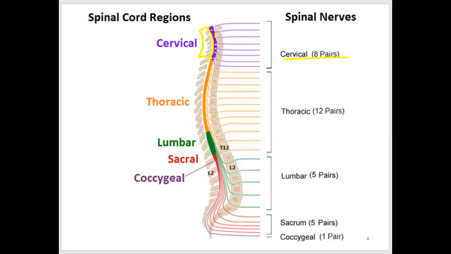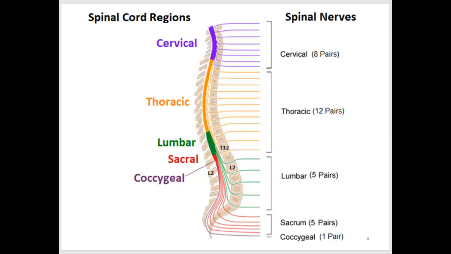The 12 thoracic nerves originate in the thoracic region of the spinal cord, which generally corresponds with the 12 vertebrae. And the 5 lumbar nerves originate in the lumbar region of the spinal cord. Now this is where it's a little bit tricky, because here is where you have thoracic vertebrae. That's what you have there, thoracic vertebrae. But it's called the lumbar region of the spinal cord because the nerves move downwards and come out between the lumbar vertebrae.